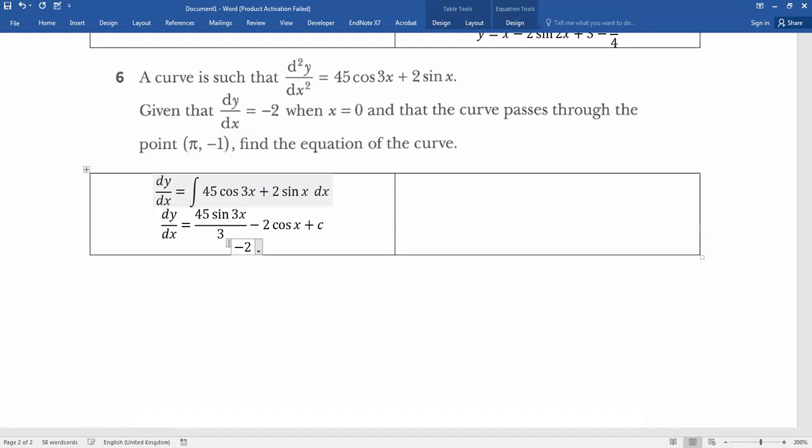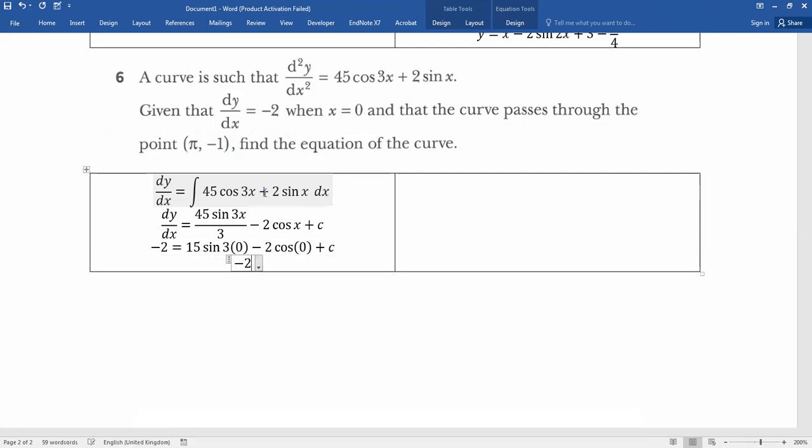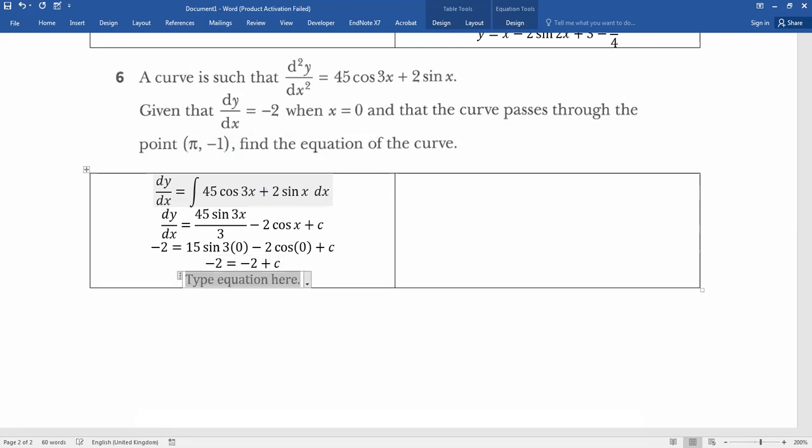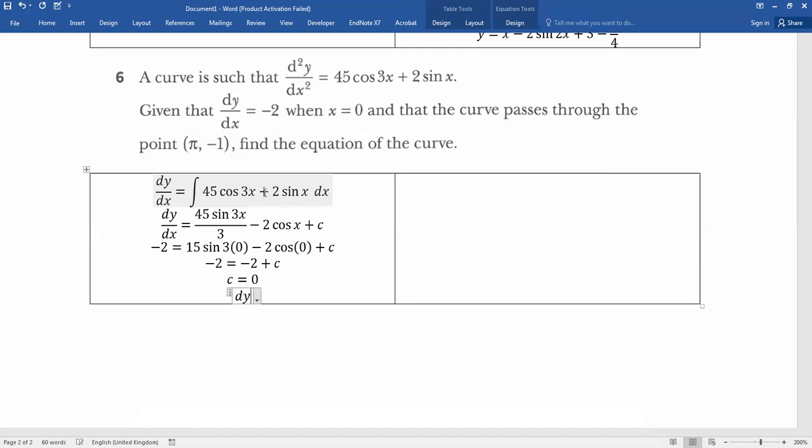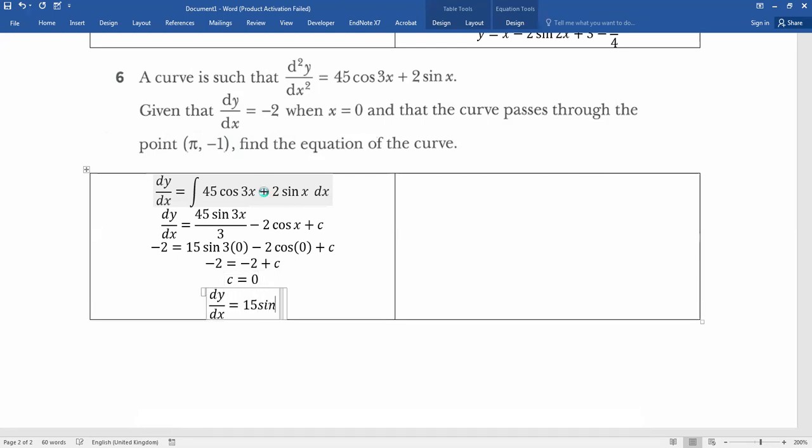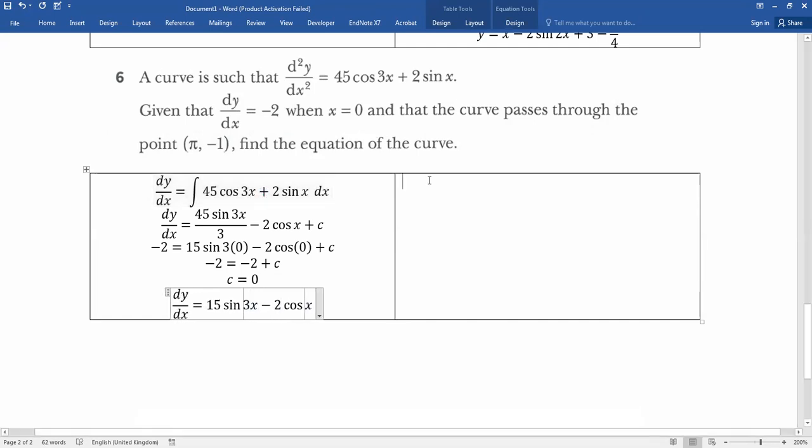So the question has told us that dy by dx is -2 at x equals 0. 45 over 3 can be written as 15 sin 3x minus 2 cos of 0 plus c. So sine of 0 is 0, cos of 0 is 1. So the value of c is 0. So dy by dx is 15 sine 3x minus 2 cos x.